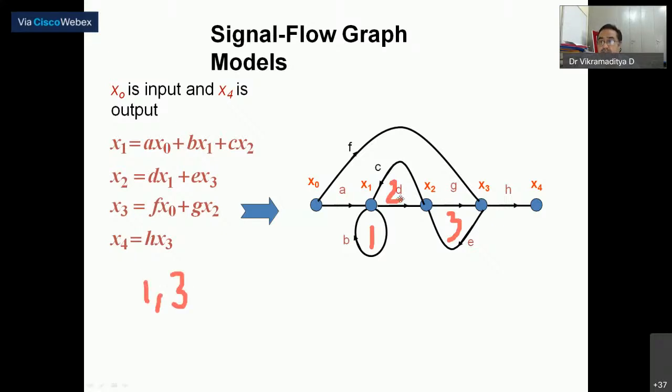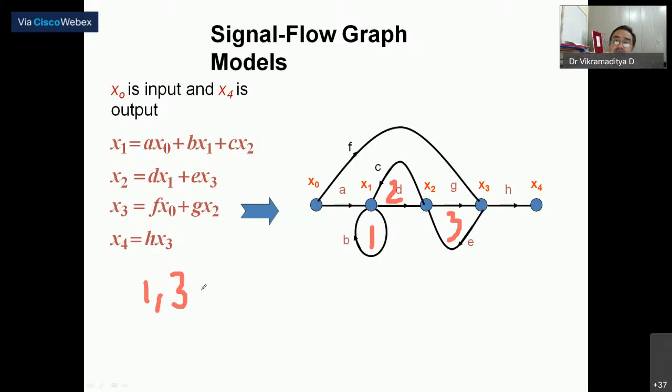Another, 2 and 3 are touching. Yes, 2 and 3 are touching. So there is no other combination. Because ultimately in Mason's gain formula you have to find out the pairs which are not touching. So here only one loop pair is there which is non-touching, that is 1 and 3.